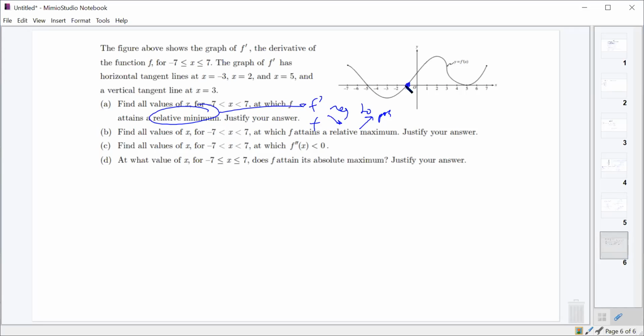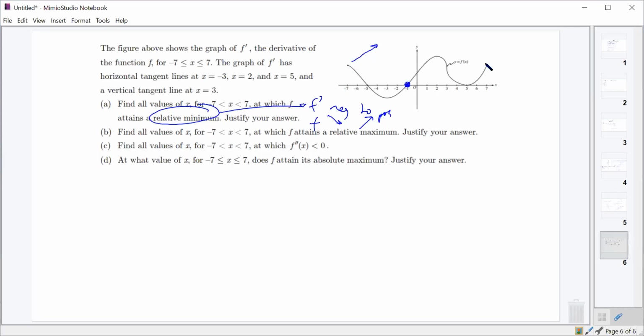So one place would be -1. That's the only place where it goes from negative to positive. And then we would also want to note that at -7, well, actually it says find all values on the open interval. So if that was a closed interval, we'd want to worry about the endpoints as well. And we'd see that f prime is positive here, so the function should be increasing, which would tell us at -7 we would also have a local minimum, but since -7 is not included on our interval, we don't have to worry about that.